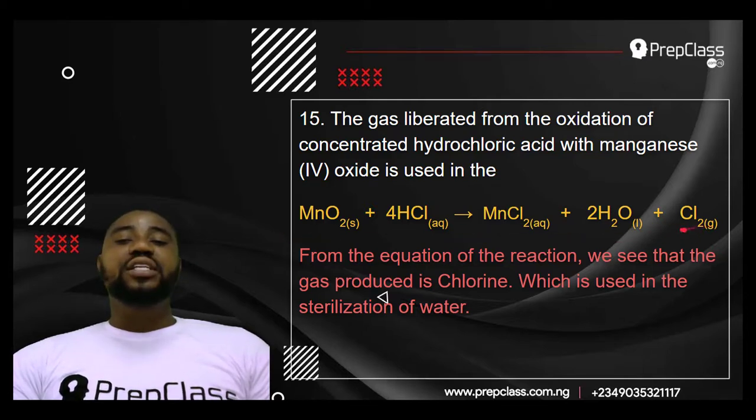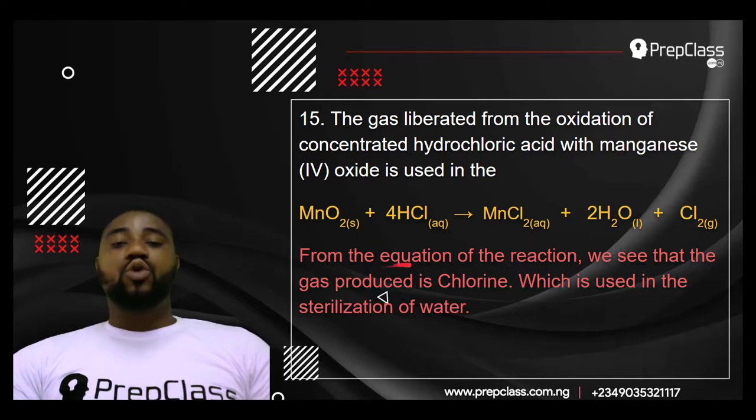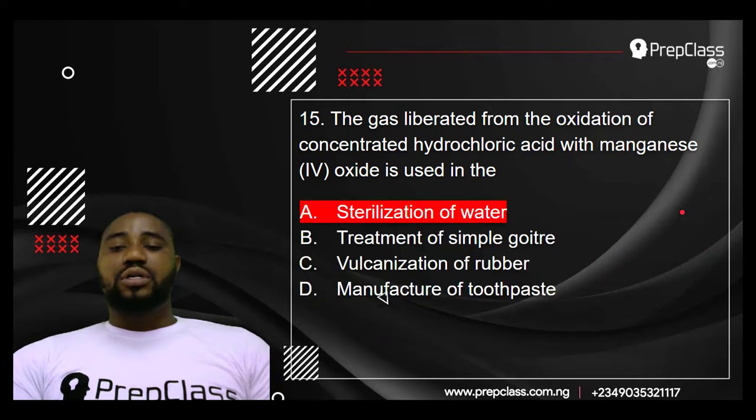And we know that chlorine is used in the chlorination of water. You must have heard of chlorination of water, whereby they use chlorine in swimming pools to treat water. Even in the sterilization of drinking water, chlorine is also used to kill what? Germs. So from the equation of reaction, we see that the gas produced is chlorine, which is used in the sterilization of water. So the correct answer is sterilization of water.